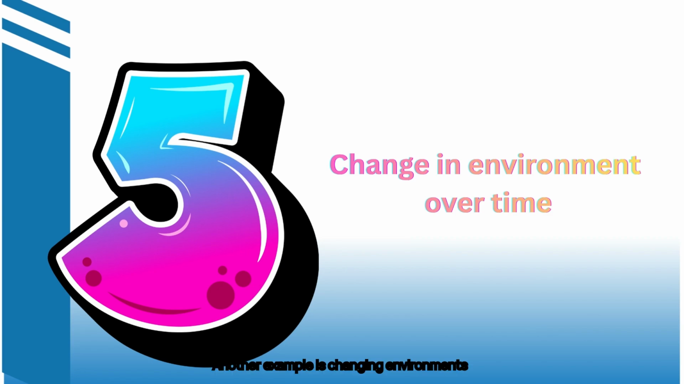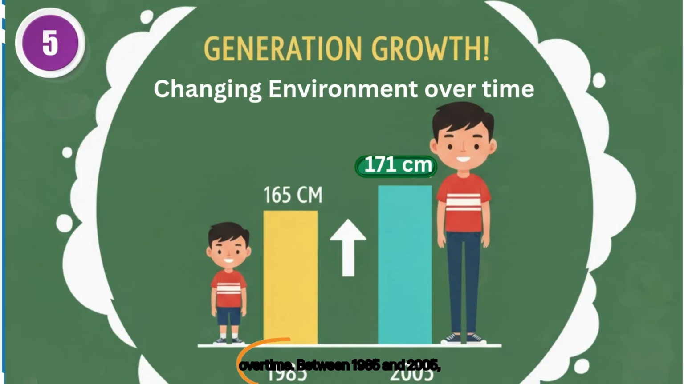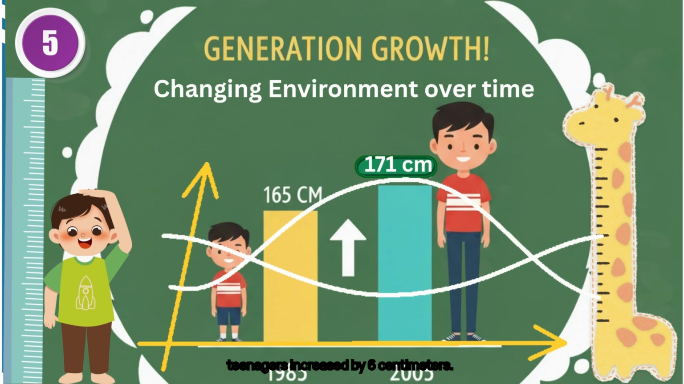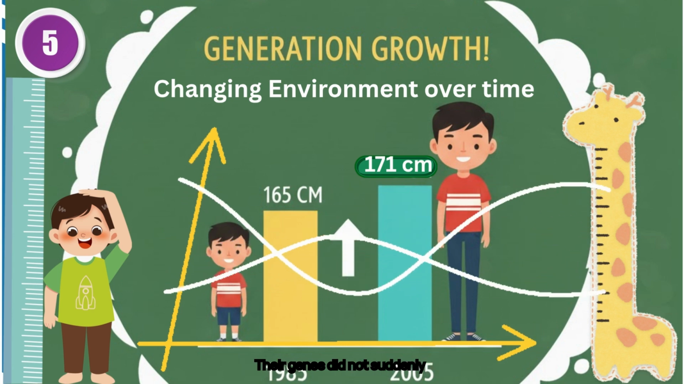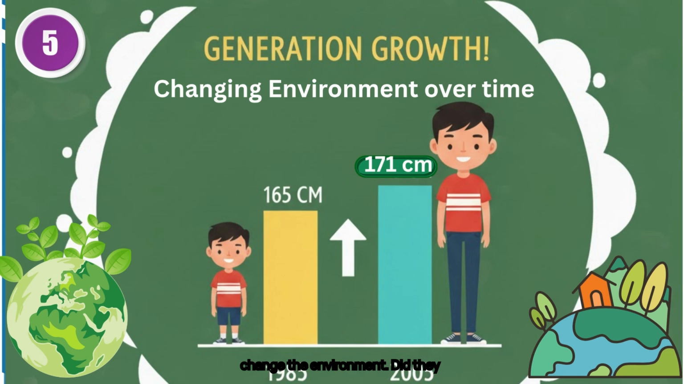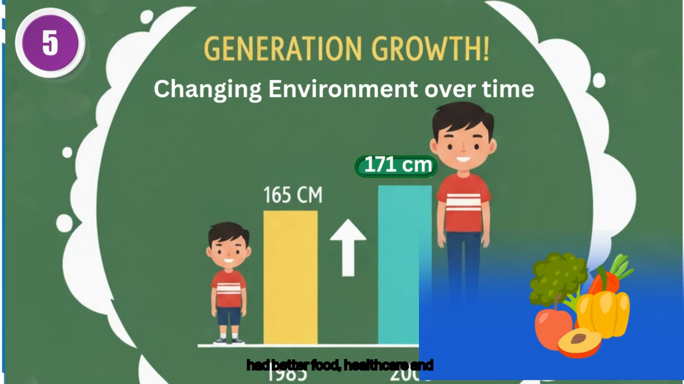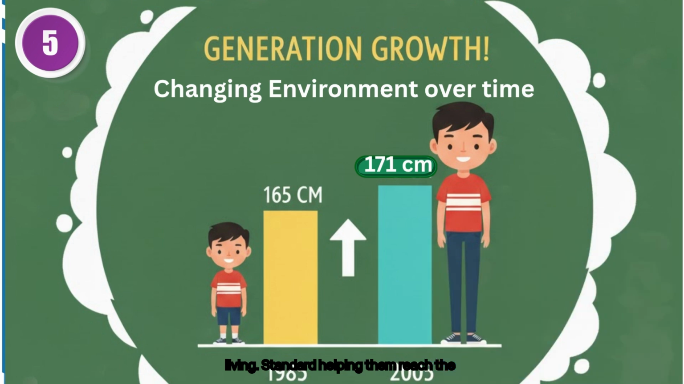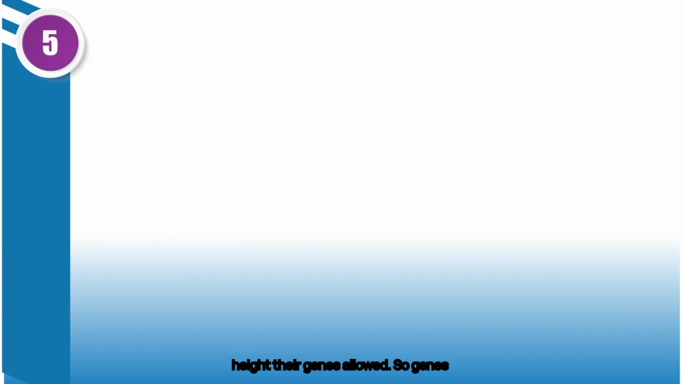Another example is changing environments over time. Between 1985 and 2005, the average height of Chinese teenagers increased by 6 centimeters. Their genes did not suddenly change, the environment did. They had better food, healthcare, and living standards, helping them reach the height their genes allowed.